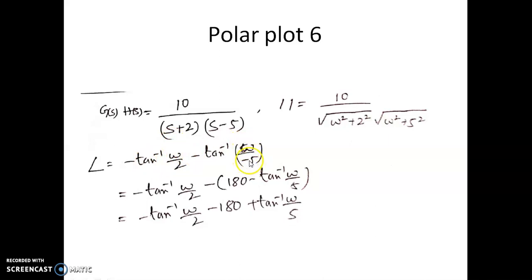This -5 we can eliminate by taking it as 180 minus tan inverse of omega by 5. So finally the phase equation reduces to this form, which is minus tan inverse of omega by 2 minus 180 plus tan inverse of omega by 5. Now for this also we will change the value of omega from 0 to infinity, and try to find out what the magnitude and the phase of the plot are.